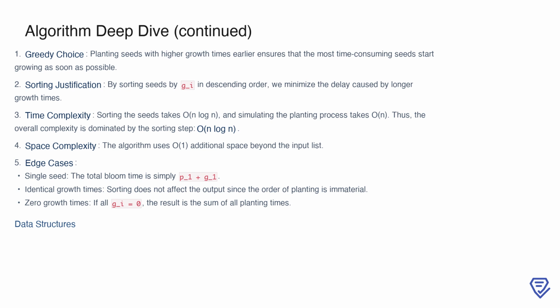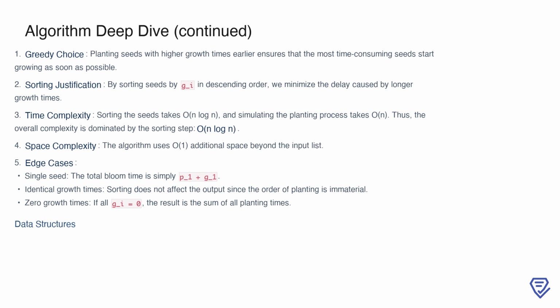Let's analyze the complexity. Sorting the seeds takes O(n log n) time, where n is the number of seeds. Simulating the planting process involves iterating through the list once, which takes O(n) time. Therefore, the overall time complexity of the algorithm is O(n log n), dominated by the sorting step. As for space complexity, the algorithm is efficient, requiring only O(1) additional space beyond the input list. This makes it well suited for large inputs.